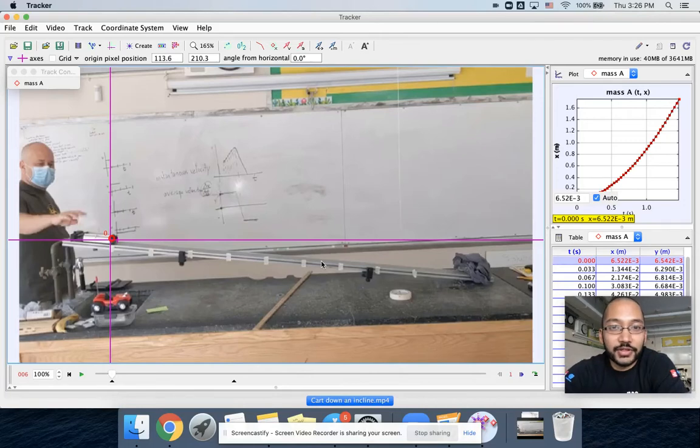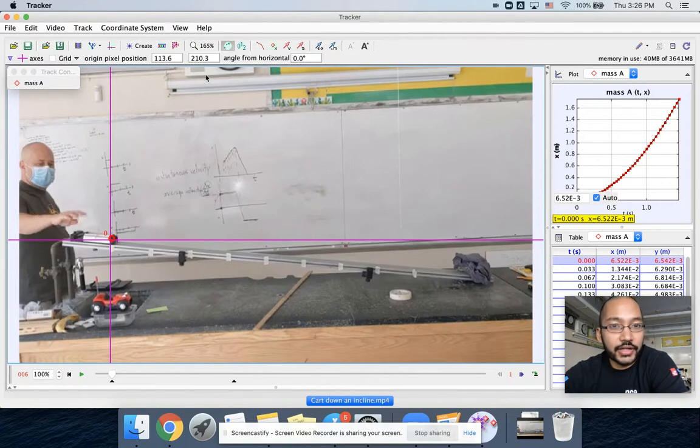Hi, in this video I want to talk about inclines. When we're looking at the forces on an object that's on an incline, we use this trick. And before I go through the guts of the trick, I want to motivate why we do it.